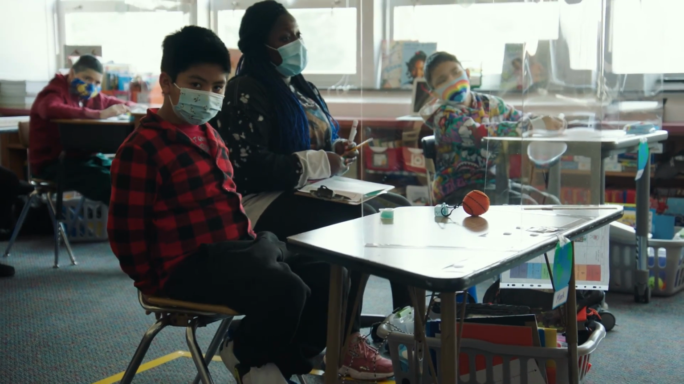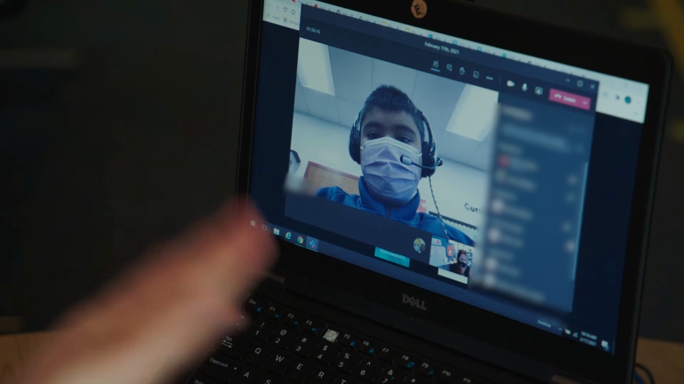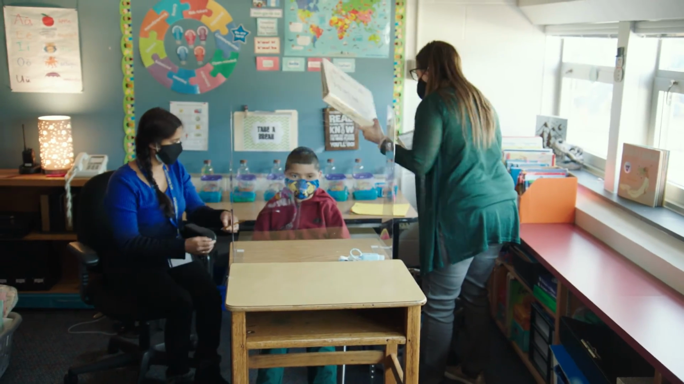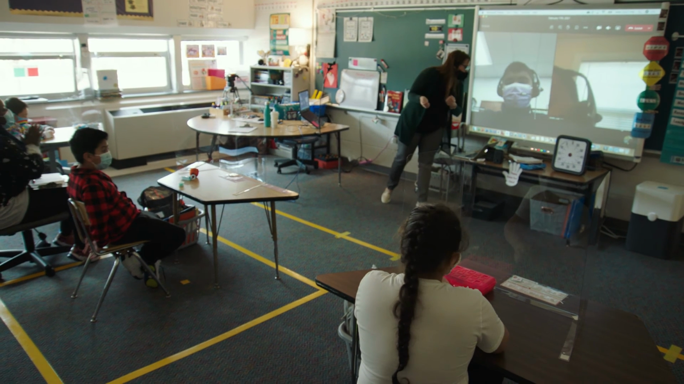Throughout concurrent instruction, teachers can monitor and support student learning, schedule time to check in with students, assess student needs, and continue to foster the relationships they've established with students throughout the school year.